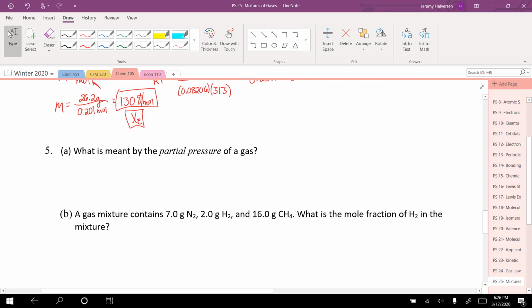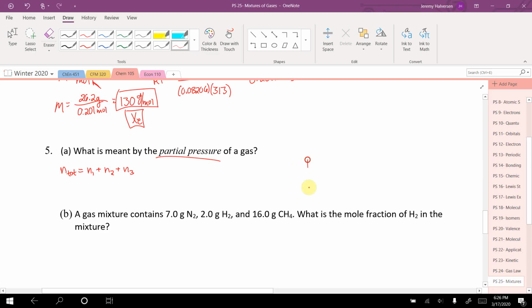All right, partial pressure. This is really where we get into mixtures of gases. What is meant by partial pressure? Well, here's the idea. I know that I have some number of moles. I'm going to say n total, some number of moles in my gas. And if it's a mixture, some of your moles are gas 1, some of your moles are gas 2, some of your moles are gas 3. Let's say it's got 3 things in it. And all of those moles add up to the total moles.